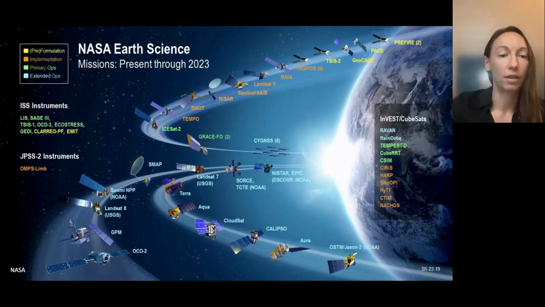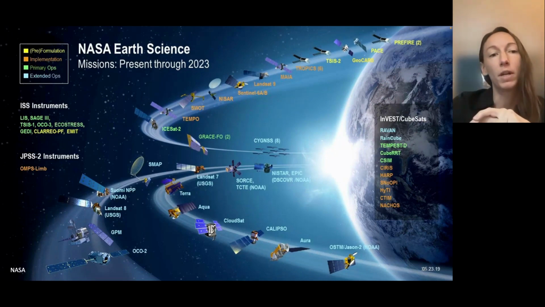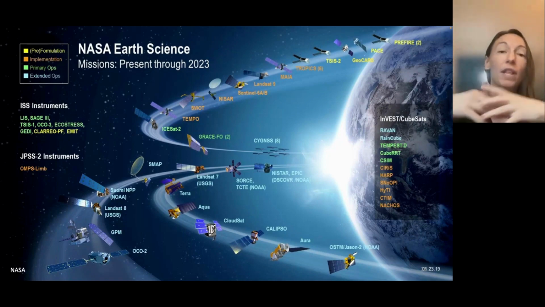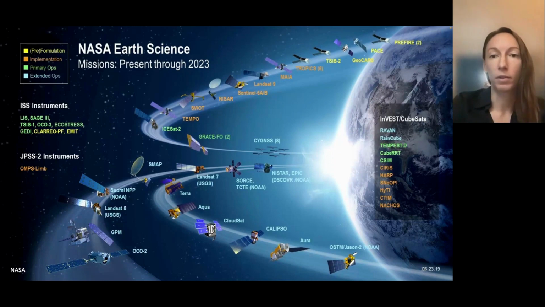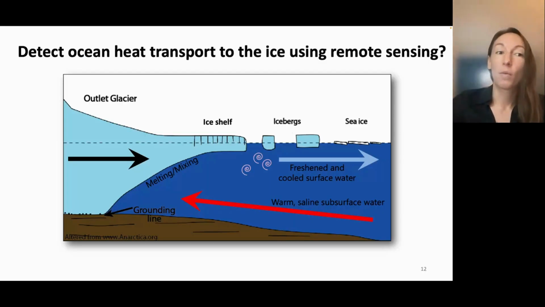So this is NASA's satellite constellation. There are other space agencies we can use remote sensing from, and these can potentially fill in the gaps that we have in the field observations, because all of the big data that we have is really from the last decade. And there's very little before that. So a lot of the work that I'm doing is trying to understand ocean heat transport towards the ice using remote sensing.